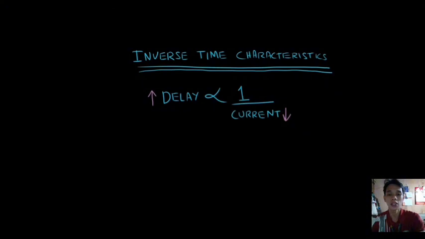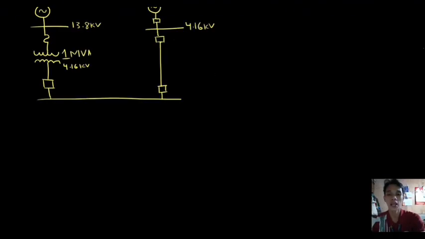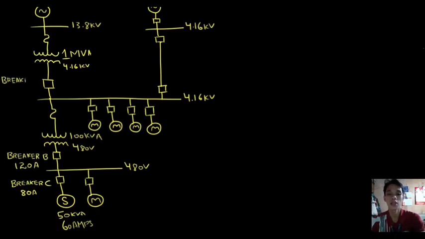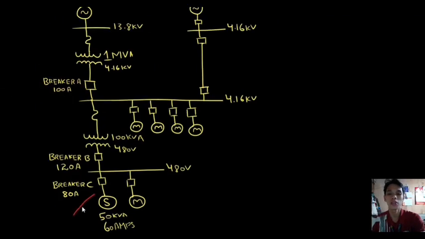To demonstrate this concept, let us again consider a facility with a 50 kVA 60 amp static load as discussed in Part 2. All breakers should be rated at some percentage above the full load amps of the downstream load. Breaker C is rated at 80 amps at 480 volts, breaker B is 120 amps at 480 volts, and breaker A is rated 100 amps at 4.16 kilovolts. The breaker amp rating is much greater when we compare all the breakers at the same voltage level.